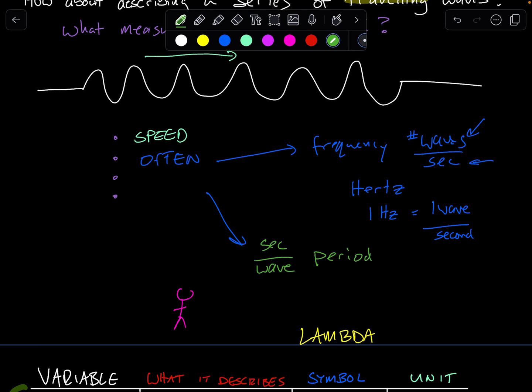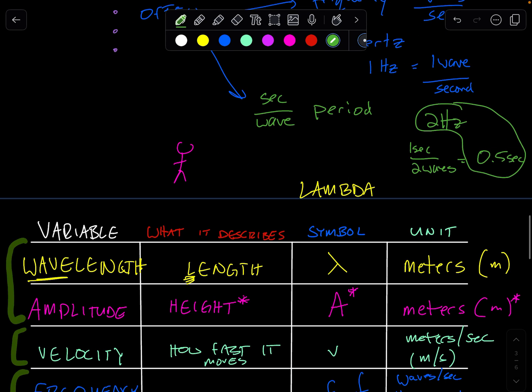So if I'm doing, let's just say, a 2 hertz wave, so 1 1,000, 2 1,000, 3 1,000, what that means is that there are going to be 2 waves every 1 second, and so the period of that is going to be 0.5 seconds, or 0.5 seconds per wave. Frequency and period are just reciprocals of each other. If you know one, divide 1 by it, and that gives you the other.